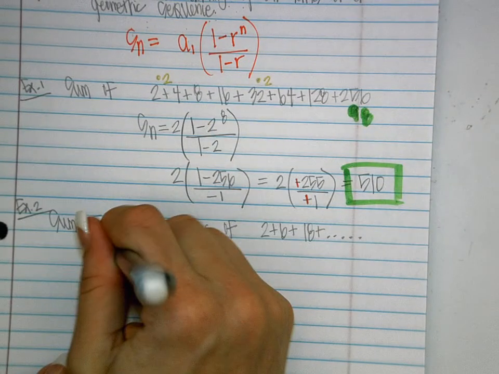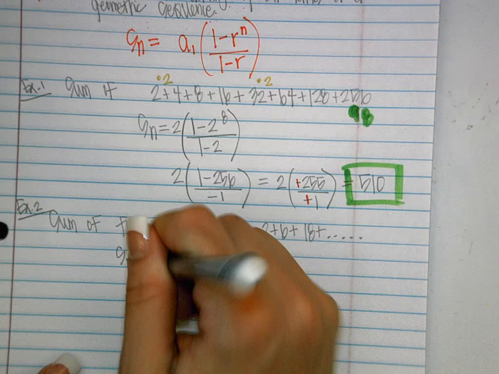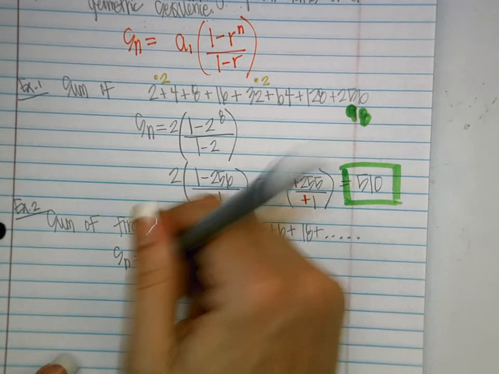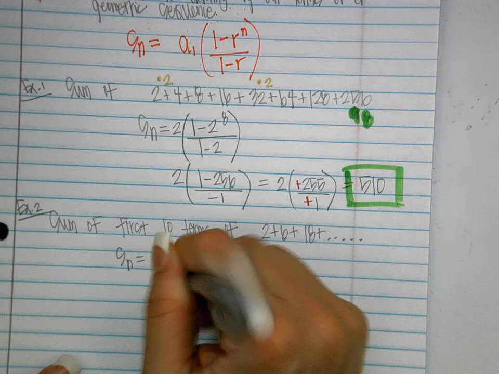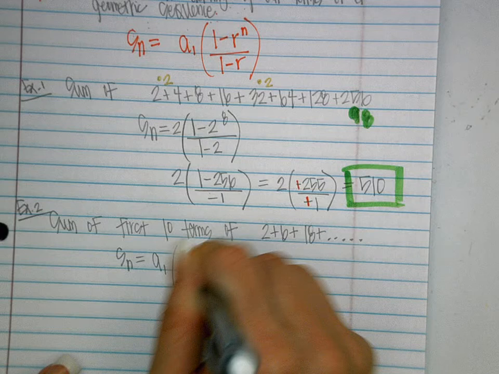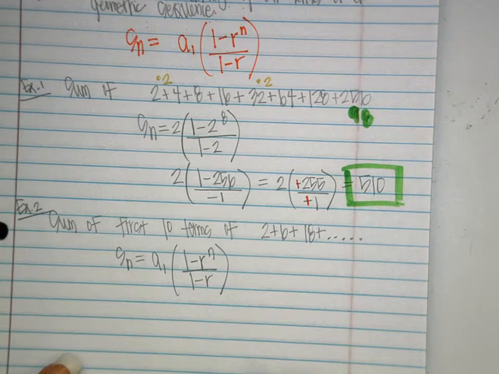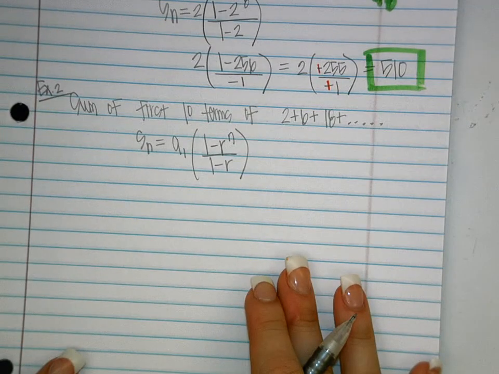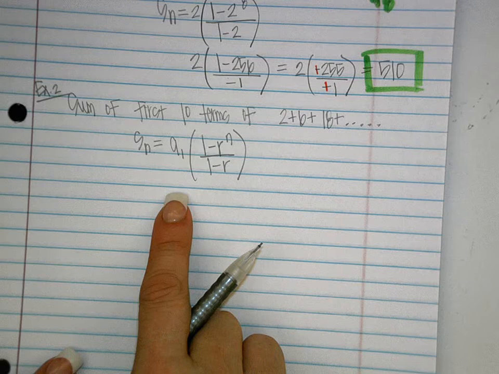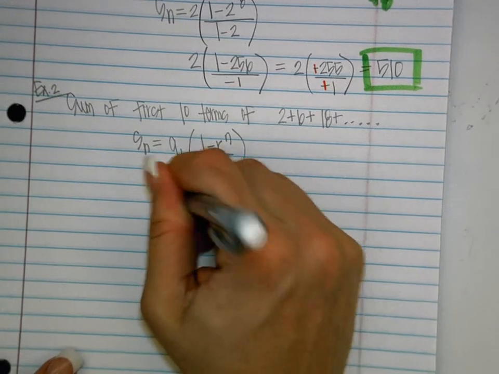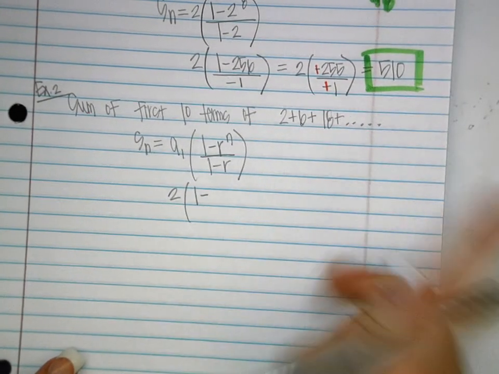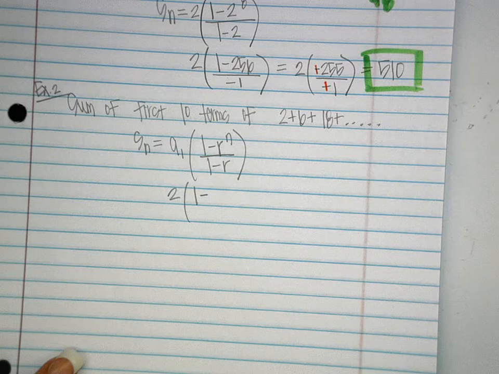Sum of all those numbers is equal to A1. Do I know A1? So I'm going to write this in here, 1 minus r to the n over 1 minus r. I'm just going to write my formula and then plug things in. Do I know A1? A1 is what? 2. 1 minus, do I know my ratio? How do I get from 2 to 6 to 18? Multiply by what? 3. By 3.